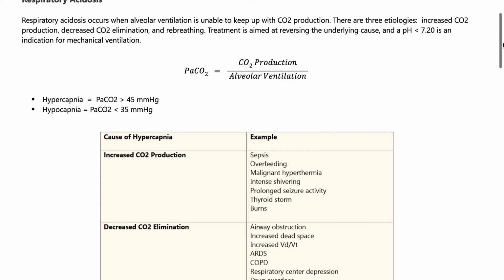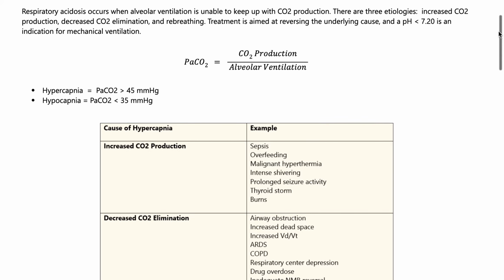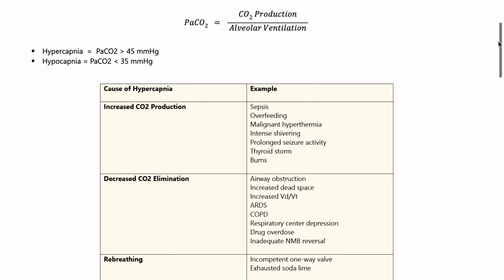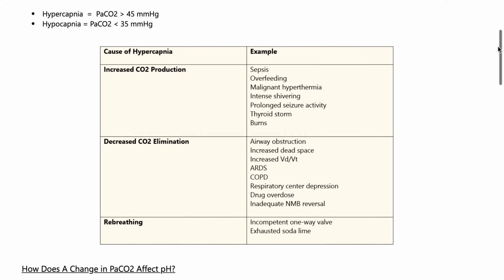PaCO2 equals CO2 production divided by alveolar ventilation. So the arterial pressure of CO2, which is the PaCO2, equals the CO2 production divided by the alveolar ventilation. This is what determines your arterial CO2. Hypercapnia is PaCO2 greater than 45 millimeters of mercury, and hypocapnia is a PaCO2 less than 35 millimeters of mercury.